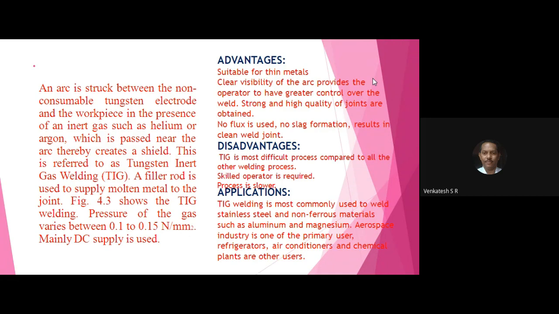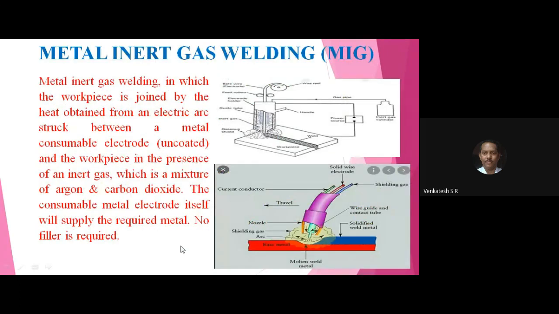And applications: used for both welding of ferrous and non-ferrous metals, aircraft components, chemical plants, and some applications are mentioned here. You can write all the applications where you can use the tungsten inert gas welding process. Next, you come to the point, very important, metal inert gas welding. Metal inert gas welding.